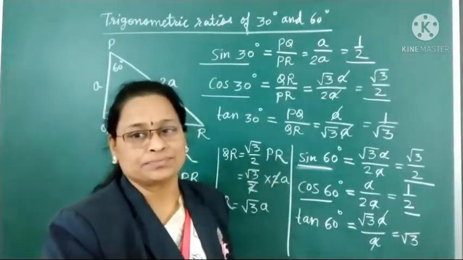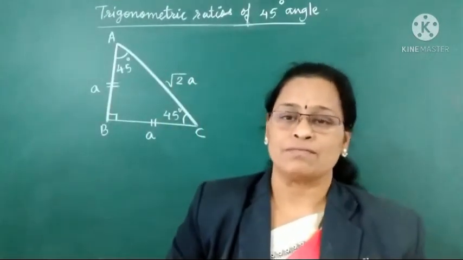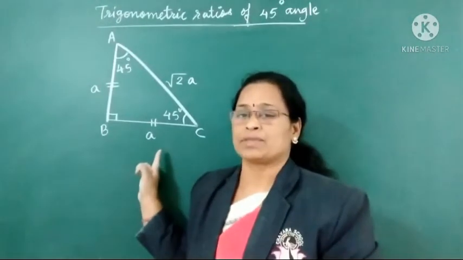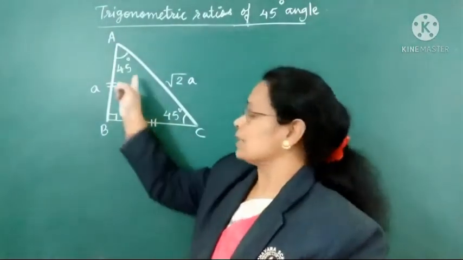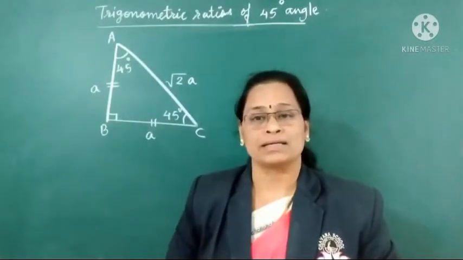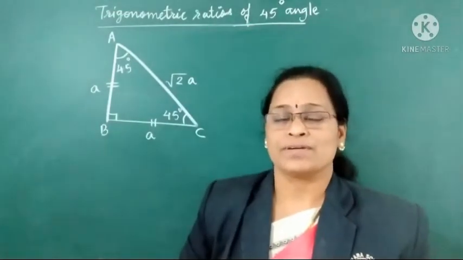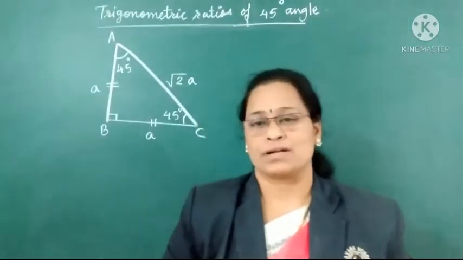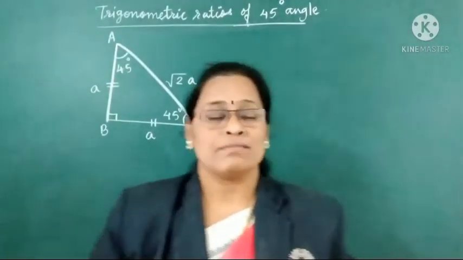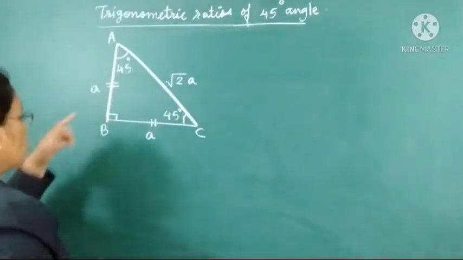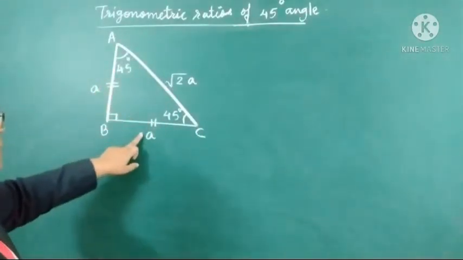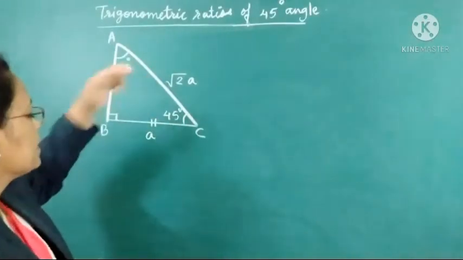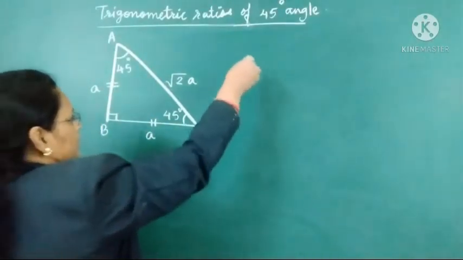Trigonometric ratios of 45 degree angle. So let's see the right angle triangle in which the two acute angles are 45 degree each. So we can find here sin 45, cos 45 degree and tan 45 degree ratios. Here we'll consider the congruent sides as a. So by Pythagoras theorem, we'll get hypotenuse root 2a. Let's write sin, cos and tan ratio.